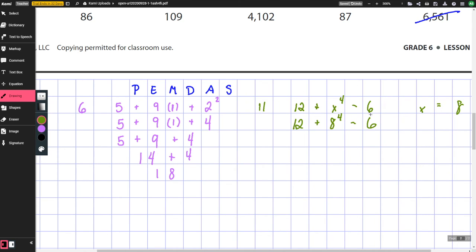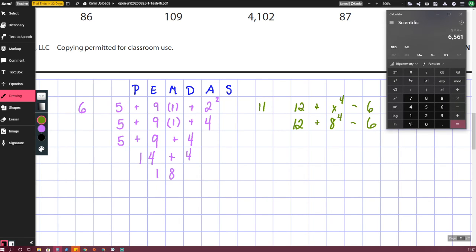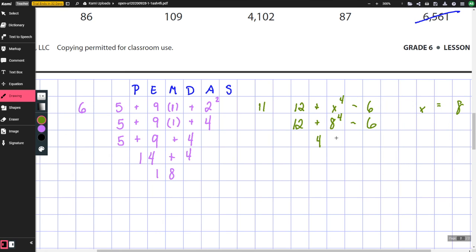Now I can solve it. I don't have any parentheses. I do have an exponent, 8 to the 4th. Again, I don't know what 8 to the 4th is, so I'm going to pull up my calculator. I'm going to do 8, x to the y, 4, equals 4,096. So I have 4,096 minus my 6 there, plus my 12 here.